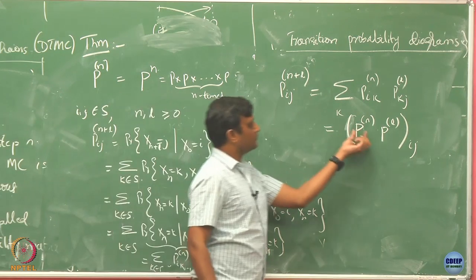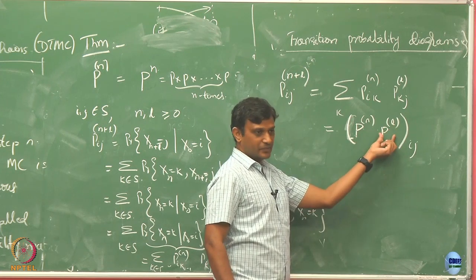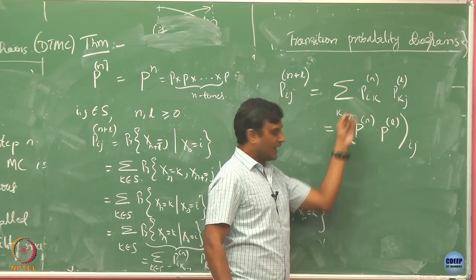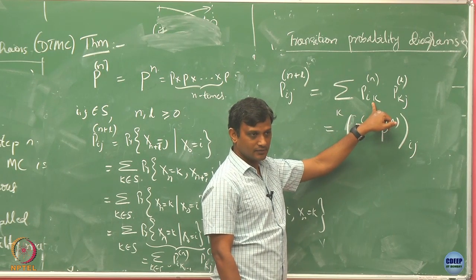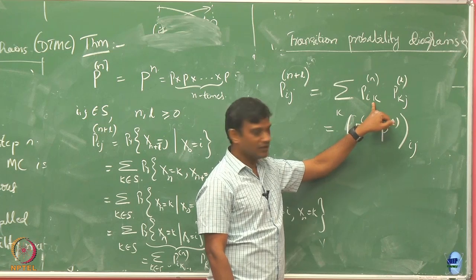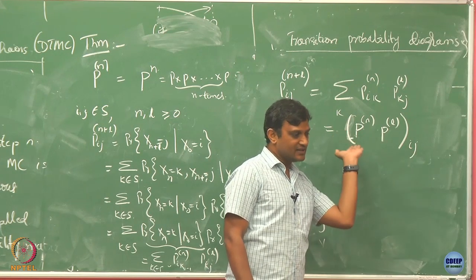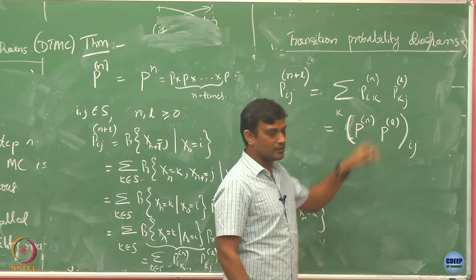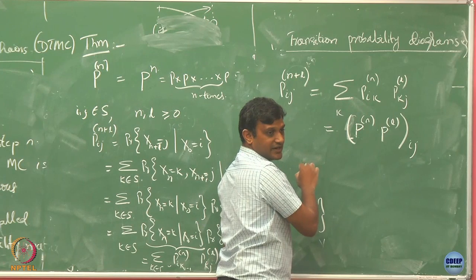So if you take this matrix P of n corresponding to the nth transition probability and take this matrix P of L, which is the Lth transition probability, if you are going to take the product and then look at the ijth element, this is exactly going to be this. Why is that? Can you imagine? When I am looking at the ijth term, what I am basically doing is multiplying the ith row with the jth column. That is exactly this, right? And I am just summing it over all possible states, that is why this value.